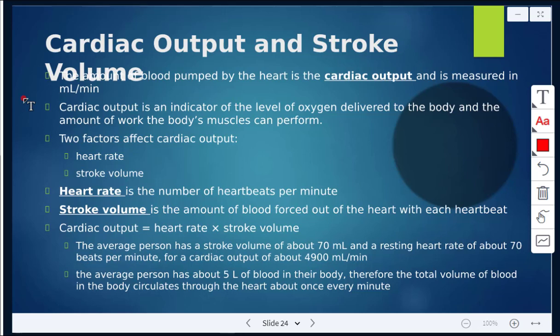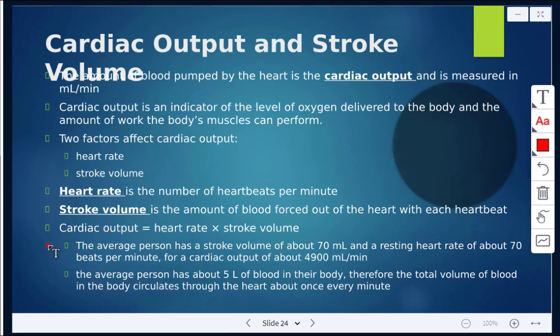There are two factors that affect cardiac output. The first is heart rate, and the second is stroke volume. The heart rate is the number of heartbeats per minute, and the stroke volume is the amount of blood forced out of the heart with each heartbeat. So your cardiac output is your heart rate times your stroke volume, shown right here.